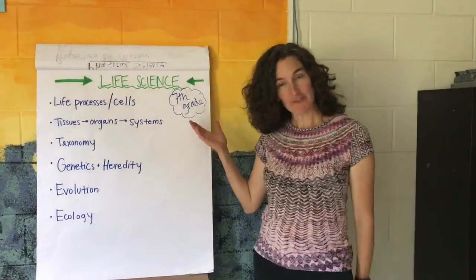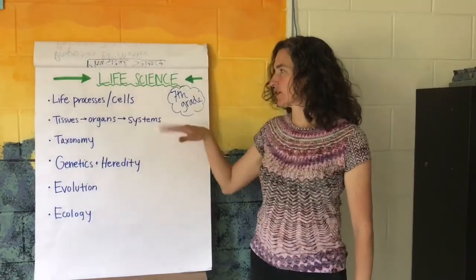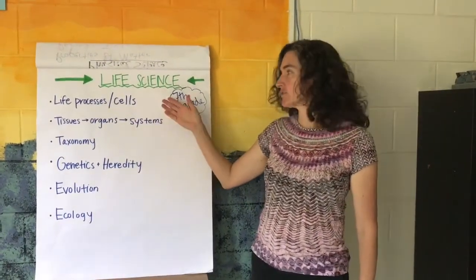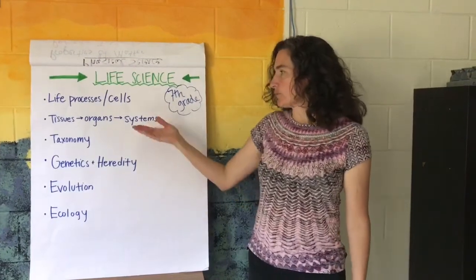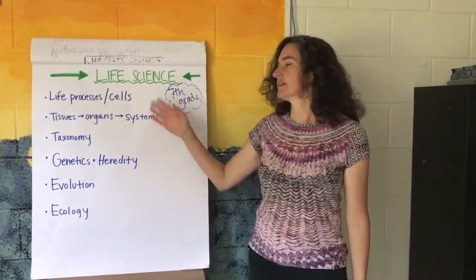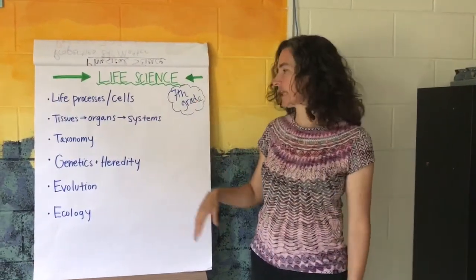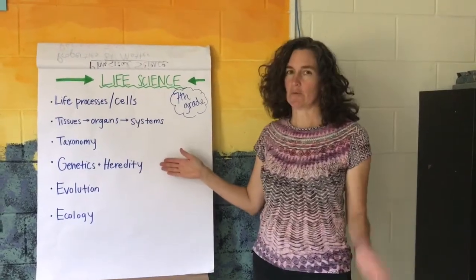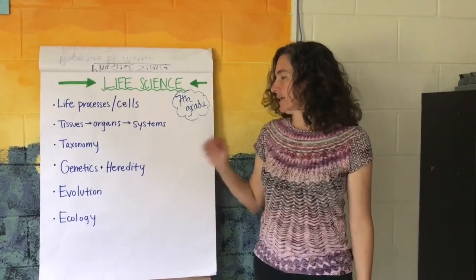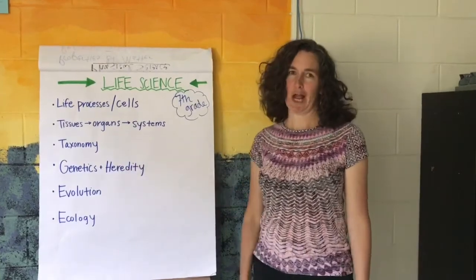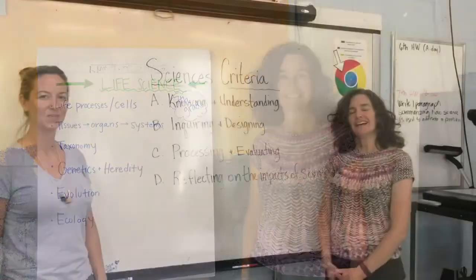In 7th grade, we teach life science, and in life science, we're starting with life processes and cells, what makes us living things. We move on to tissues and organ systems, taxonomy, the ordering of living things, genetics and heredity, always a big excitement in that class, evolution, and ending with ecology and biomes.